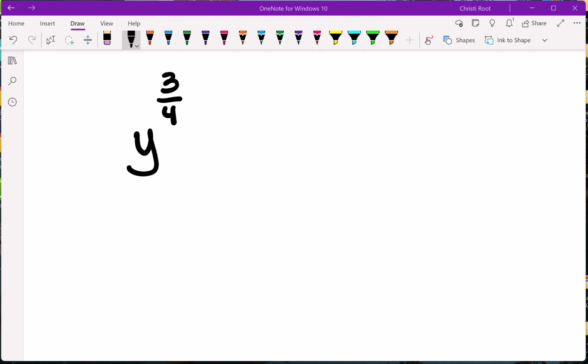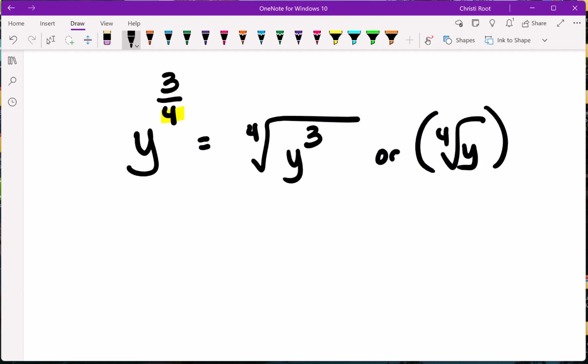So now it's time to practice. Go ahead and try to write this one out using radicals. You can do it both ways if you want to. I'm going to pause the video. All right, so we know that 4 is going to be our index. I'm going to put the little 4th root there, and then I'm going to save the rest, y to the 3rd. Or you can put the 4th root of y, and then that's in parentheses to the power of 3. Same thing.